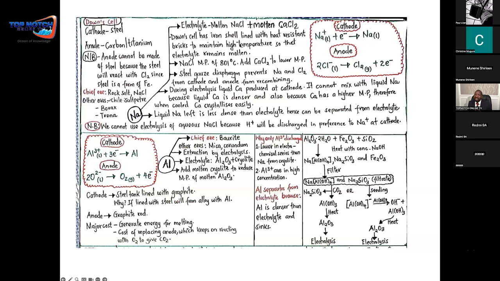Nitric acid, or nitrates are soluble. So when you add dilute nitric acid to anything, it will dissolve to get the corresponding nitrate. So crush the ore, add dilute nitric acid. Filter.